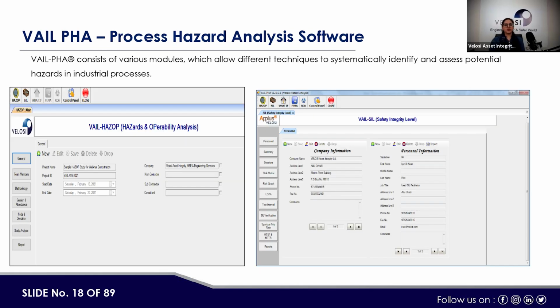Then we have Whale PHA, which is process hazard analysis software. It consists of various modules, which allow different techniques to systematically identify and assess potential hazards in the industrial process. On the slide, you can see two different modules: Whale Hazard, the hazard and operability analysis, and then Whale SIL, which is safety integrity level.